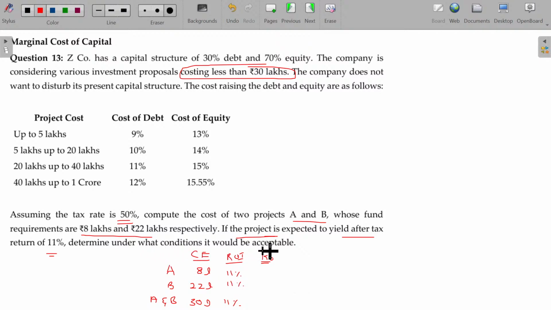Determine under what condition it should be accepted. So all the questions are here. Now I have to find out the overall cost of capital for raising further funds. We have a tax rate of 50%. So this is before tax, and after tax we multiply with 1 minus t. So this is 4.5%, this is 5%, this is 5.5%, this is 6%. Clear?